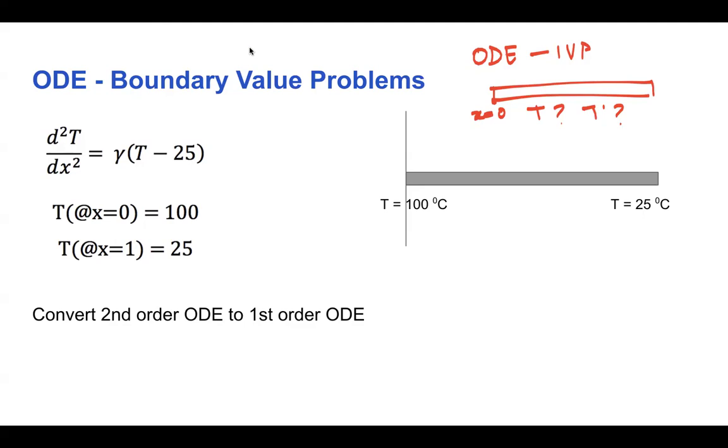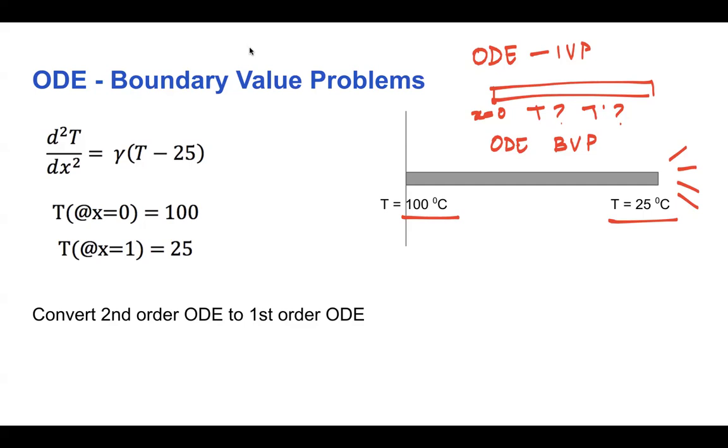Now this time we have ODE BVP, ODE boundary value problems. Here, if you look, we have a rod connected to a heat source which is maintaining it at 100 degrees Celsius. Towards the other end, it is towards the ambient temperature, the atmosphere, and that end of the rod is fixed at 25 degrees Celsius. So at the starting and the end of the rod, we have two conditions to be satisfied. And it's a second order ODE.